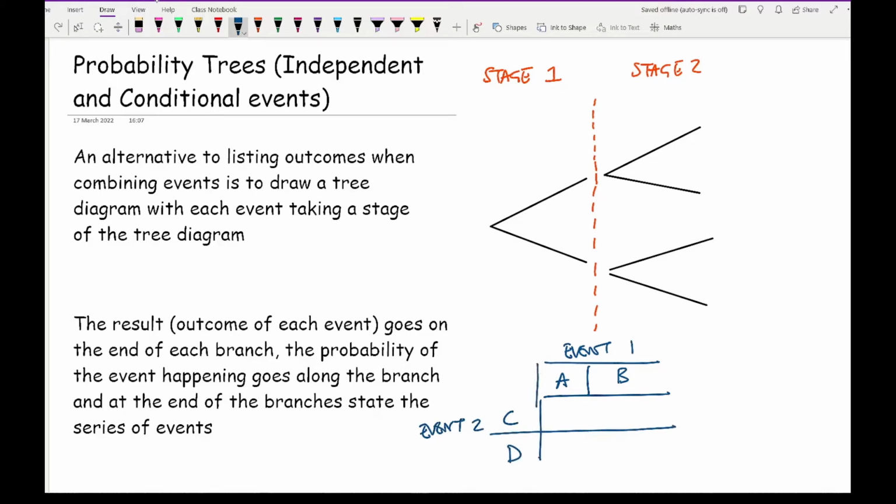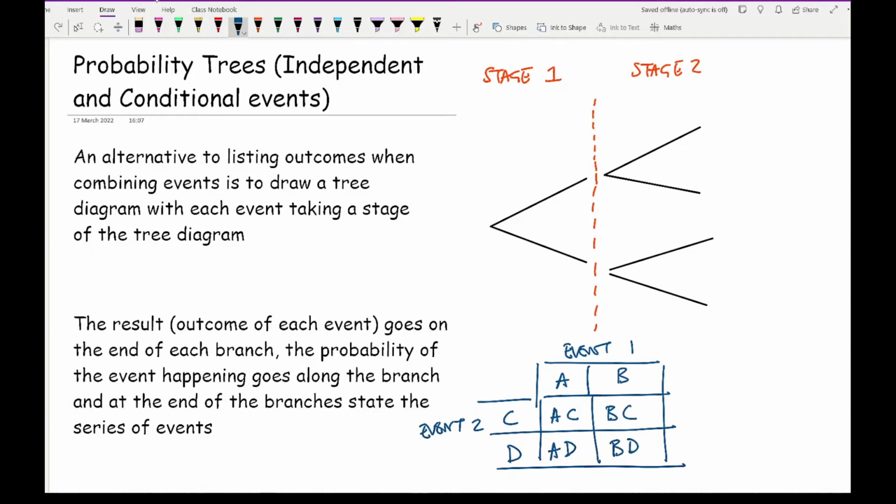Now, if I was doing this as a sample space diagram, then what would the answers look like? Well, from event A, for event 1, it'd be A and C, and then B and C, and then for the second row it would be A and D and B and D.